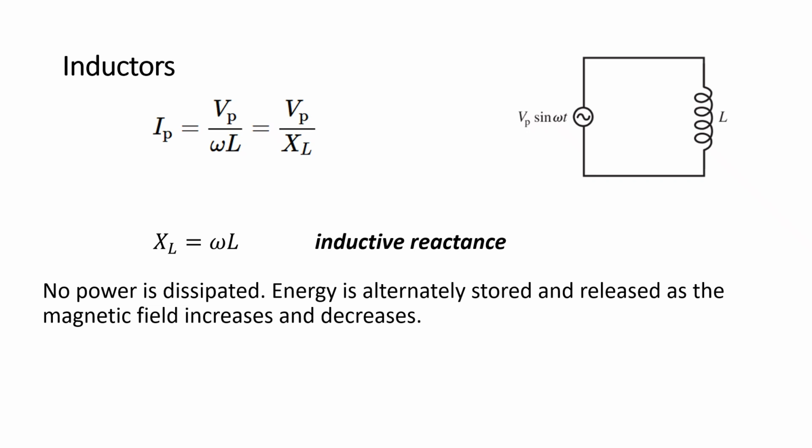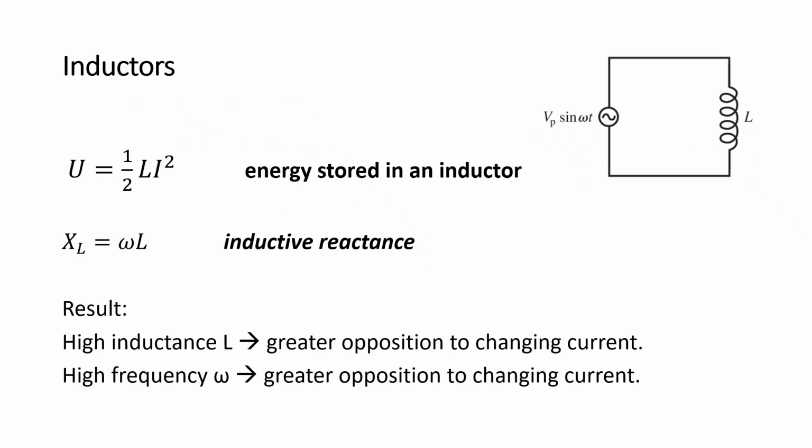So the inductive reactance, which again, like with a capacitor, sort of acts like resistance, is omega L. Now, in this case, no power is dissipated as it would be with a resistor. Energy is alternately stored and released as the magnetic field increases and decreases. So with a capacitor, energy is alternately stored and released in an electric field. With an inductor, it's stored and released in a magnetic field.